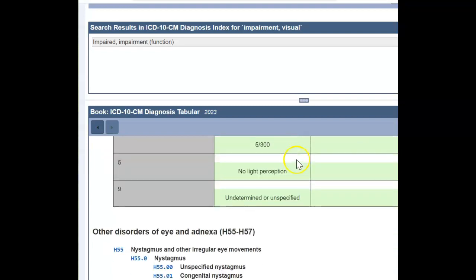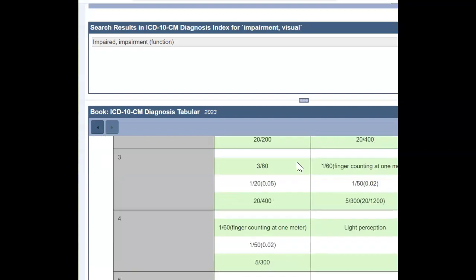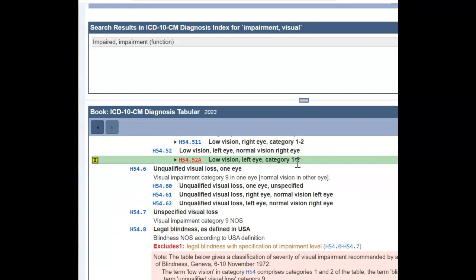If you go down here, it gives you the nice chart. So if I go to 54.2, and then we go to 52A, and then you want to go to category, that'll be category 2. That's going to be our 7th character.